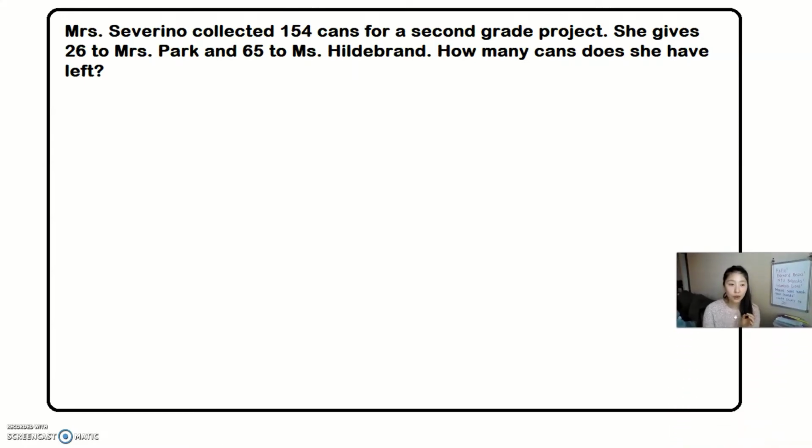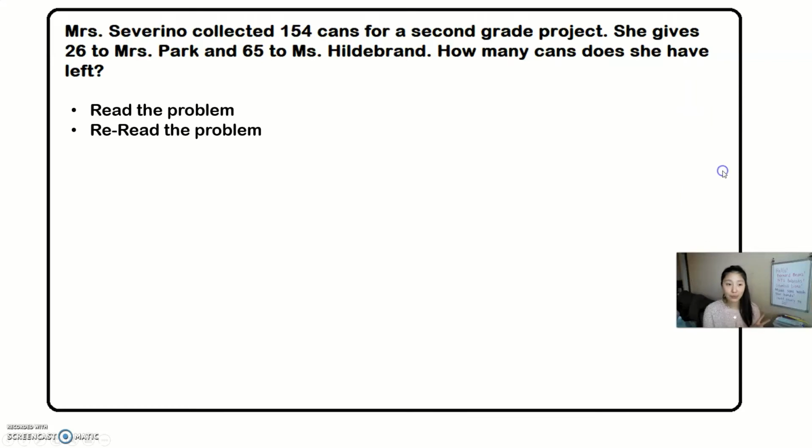So, this is the part where we're going to look at this word problem like it's a 3-read problem. We're going to go step by step and look into the important parts. So right now, we're going to read it once. It says read the problem. So yes, we're going to read it again. This time you can read it with me. Miss Severino collected 154 cans for a second grade project. She gives 26 to Miss Park. She gives 65 to Miss Hildebrand. How many cans does she have left?